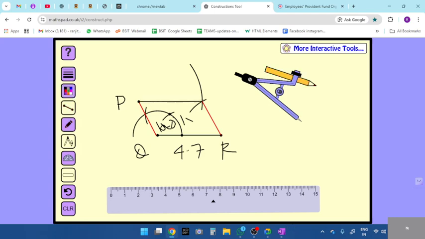Both the red lines are equal and both the black lines, top and down, are equal. P, Q, R, S. Even for the exam, they'll give you this diagram, 3 marks, 3 if not 4.